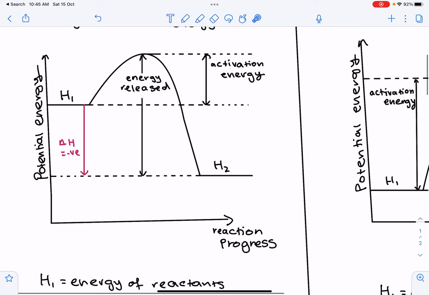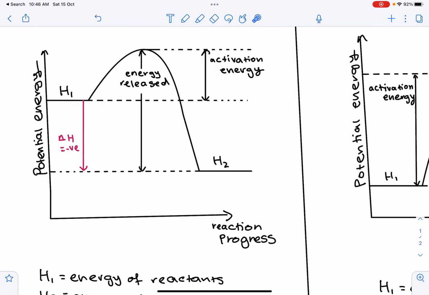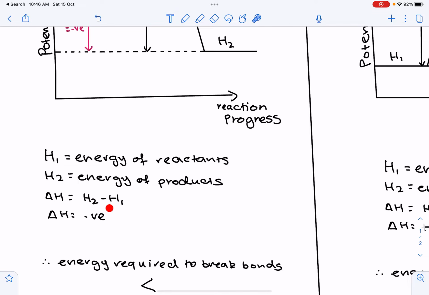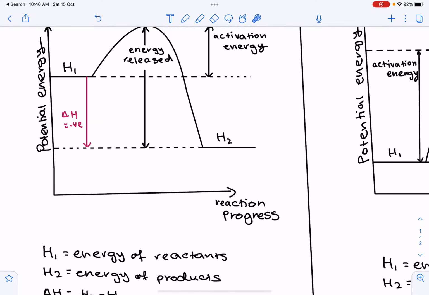So this energy released, what is it? It's the energy released when new bonds are formed. And the activation energy is the energy needed to break bonds. So what we need to do is find the difference between the energy of the products and the energy of the reactants. So the change in energy is H2 minus H1, but we get a negative change, as you can see, because H2 is less than H1.